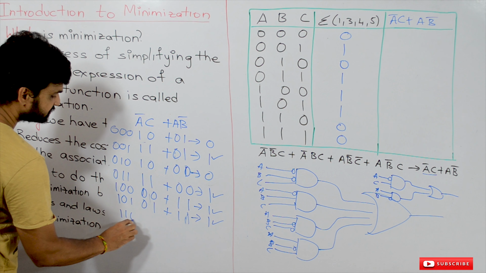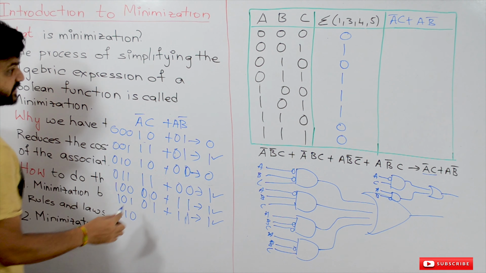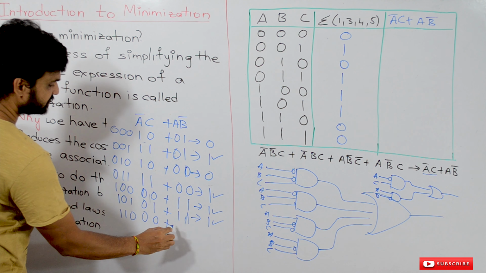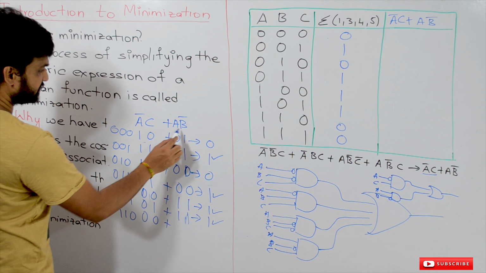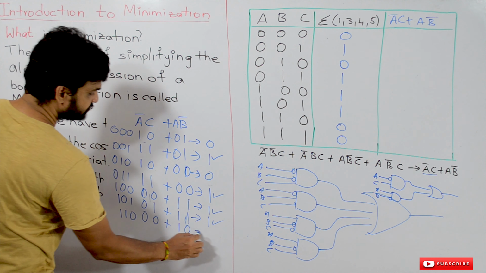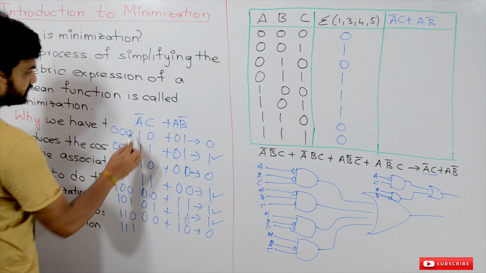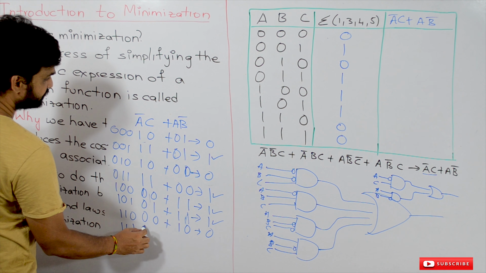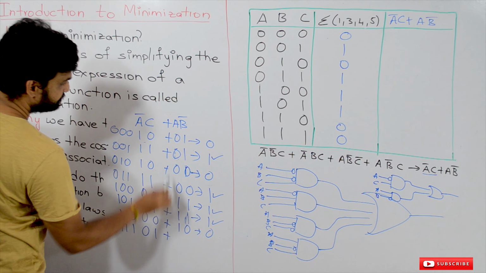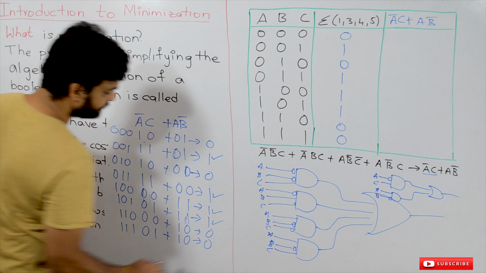Next one is 1 1 0. 1 1 0 means it is 6, A complement is 0, C is 0, plus the next term, A is 1, B complement is 0, so it is going to produce an output of 0. Similarly 1 1 1 is also going to produce an output of 0. It is 1 plus A is 1, B complement is 0, so it is going to produce an output of 0.